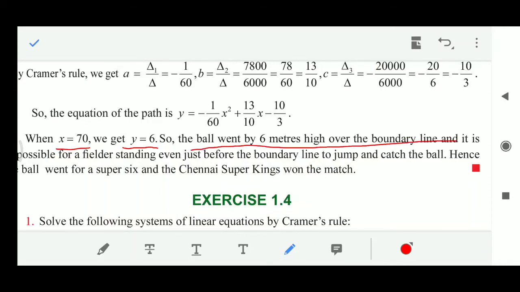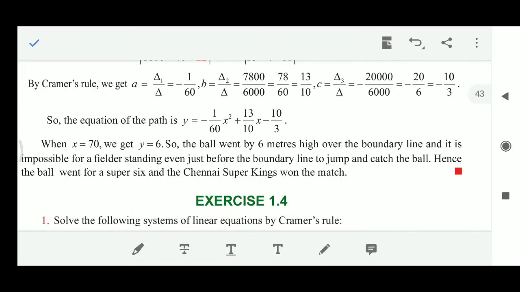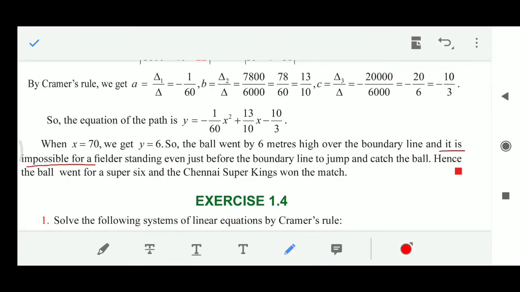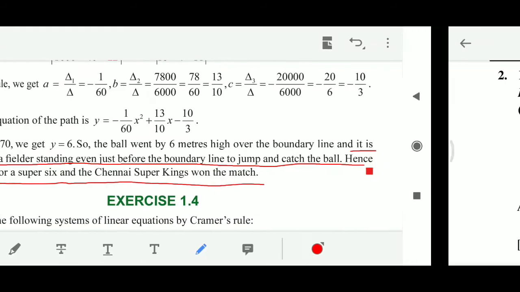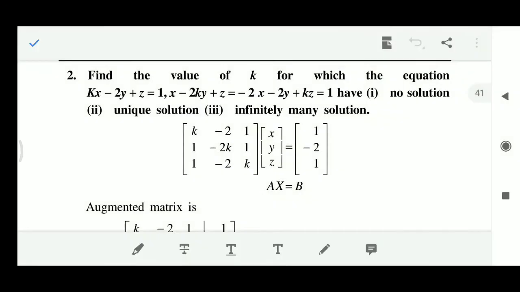So the ball went 6 meters high over the boundary line. That means if they hit the ball, this ball crosses the boundary line over 6 meters. So it is impossible for a fielder standing even just before the boundary line to jump and catch the ball. Hence the ball went for a Super 6 and the Chennai Super Kings won the match.